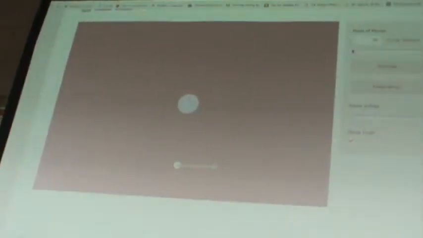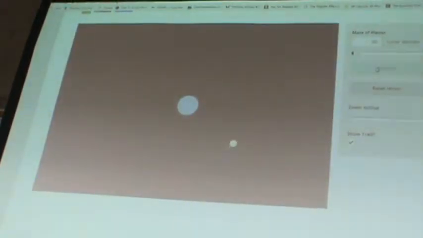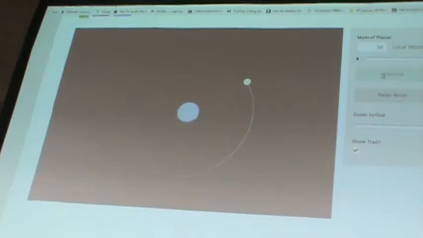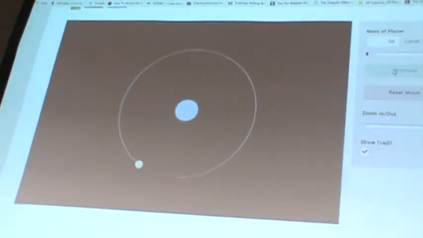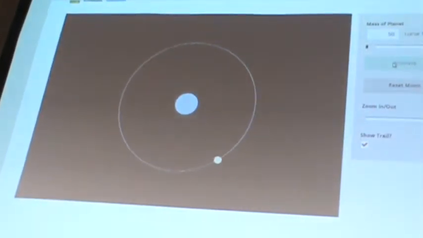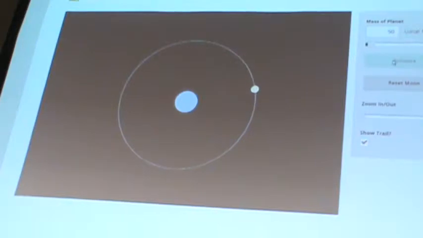Okay. You guys see it okay? Here it comes. This guy's in circular orbit. Does it look like a circle to you guys? Okay, close enough. That's a circular orbit, because he's going the exact perfect speed to be in circular orbit.